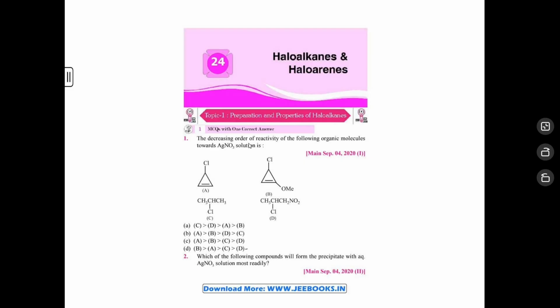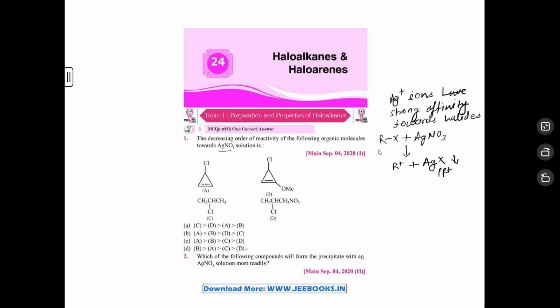The first question is: the decreasing order of reactivity of the following organic molecules towards silver nitrate solution. We should know that whenever we see the reaction of silver nitrate with halides, it leads to the formation of a carbocation, and the silver salt precipitates out as silver halide. Why is it so? Because silver ions have strong affinity towards halides. Therefore, it leads to the formation of the carbocation. So the rate of reaction will be directly proportional to the stability of the carbocation.